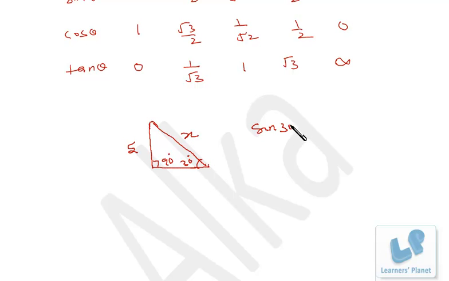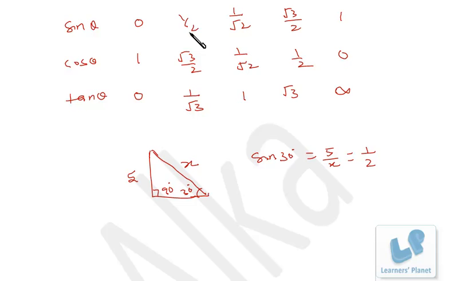So what we can do? Sin 30 degree is equal to 5 by x, that is perpendicular by hypotenuse. Now what is sin 30 degree? It is 1 by 2, that we can see from here. So x is equal to 10. That means this length is 10, or we can say the hypotenuse is 10. So pretty simple. You should be able to solve a triangle when one length of the triangle and one angle are given, then you can find out the remaining lengths as well. Okay, so now we proceed to the various terminologies related to applications of trigonometry.